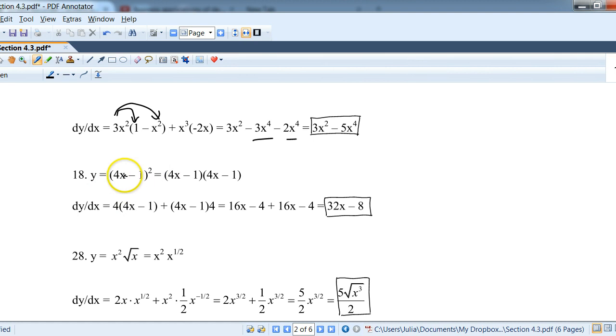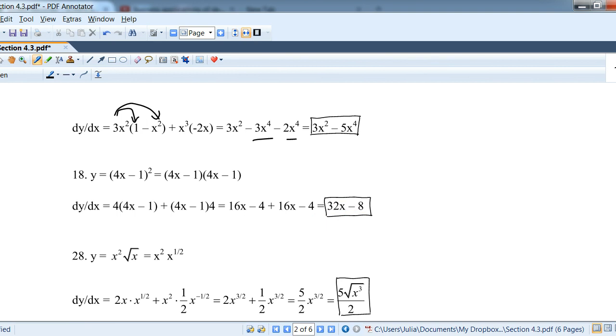And we can do the same thing if you have a function squared. We don't know the chain rule yet for the composite function, so we can separate it as a product and do it that way. So notice how now it's the same derivative, 4, for either one of them. So you'll get 16x minus 4 plus 16x minus 4, so that will give us 32x minus 8.